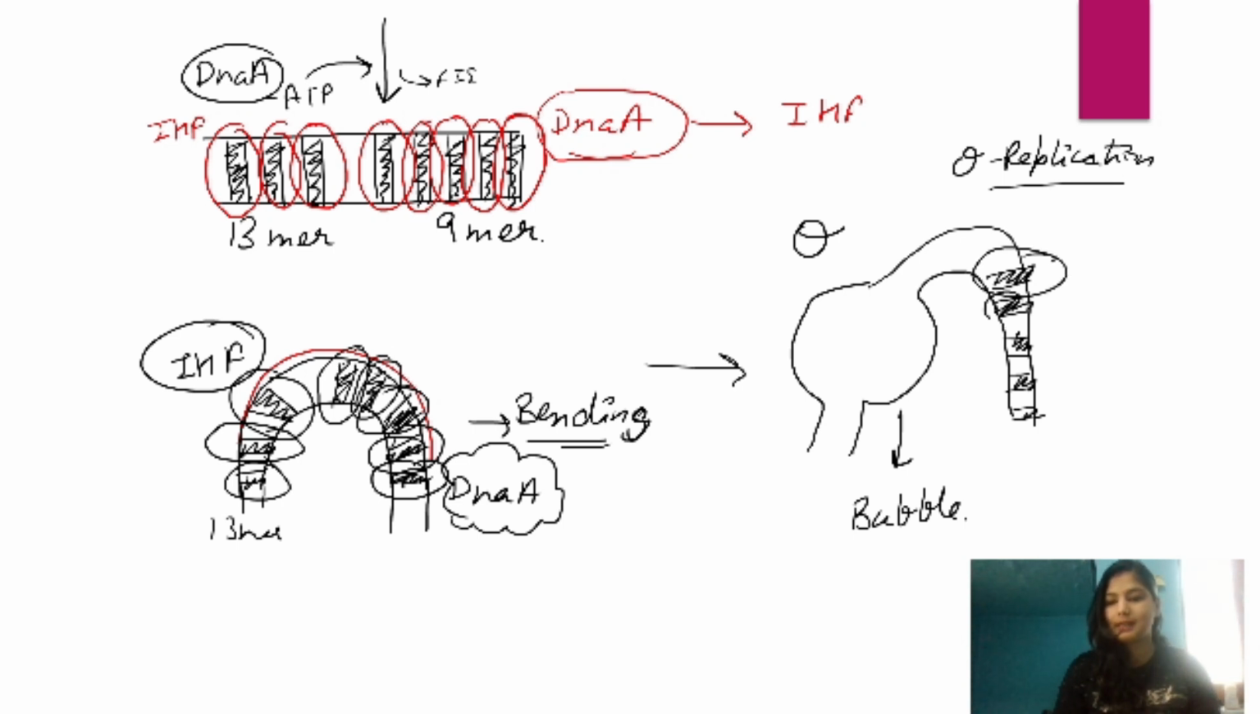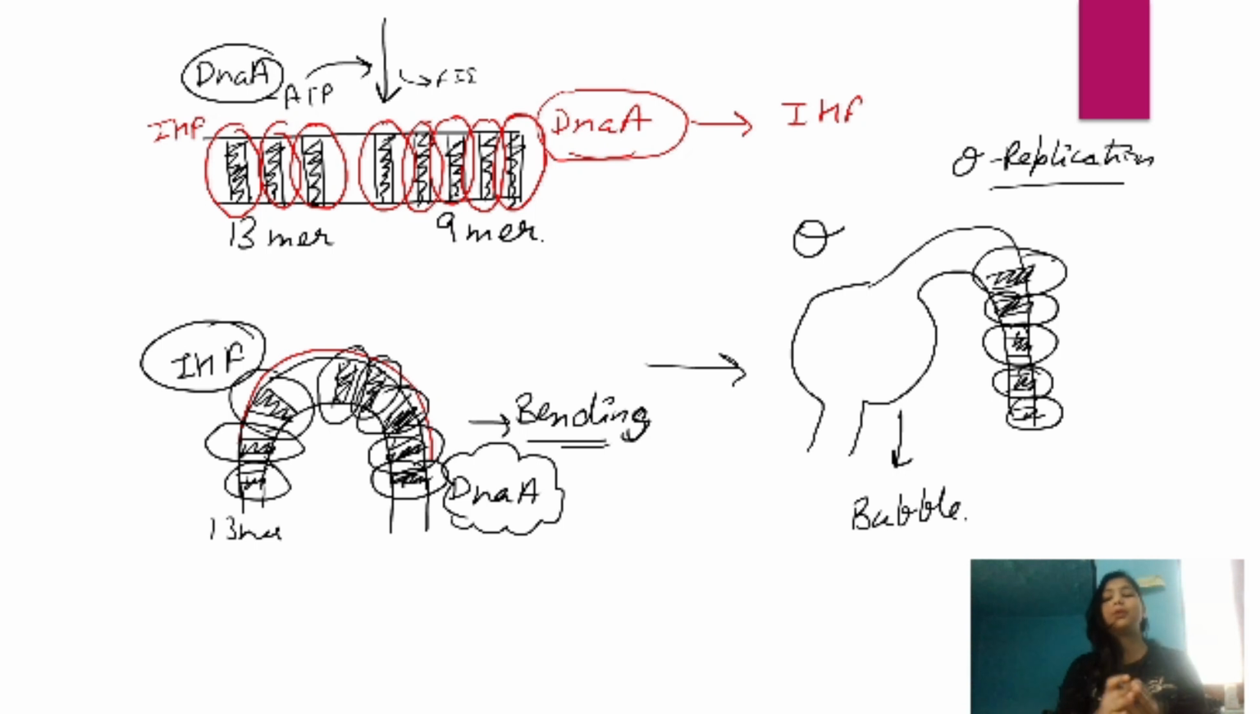DNA A is as it is, और जो 13 mer unit था उसका क्या हो गया, bubble formation हो चुका है. Now what will happen, DNA A would recruit some of the proteins. So DNA A would be recruiting DNA B.